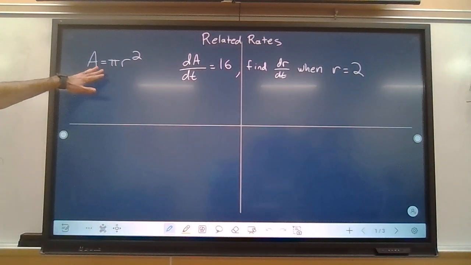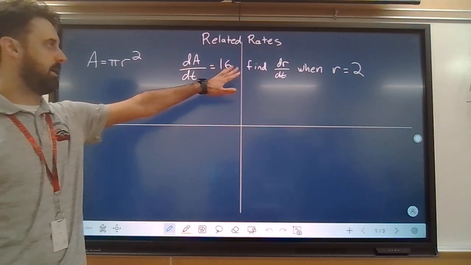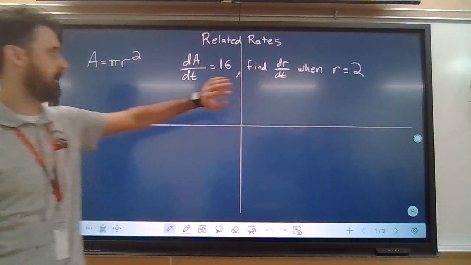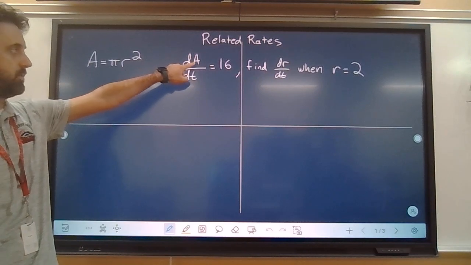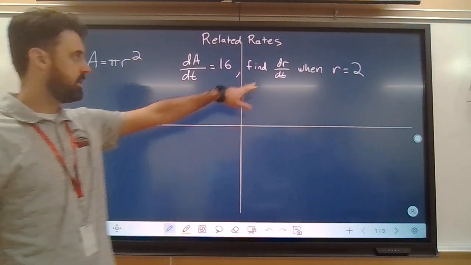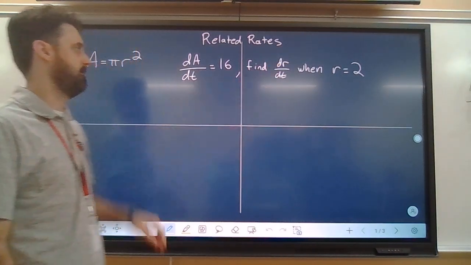We've got an area formula up here, the area of a circle, and I've given us some information about both the radius of that circle at a given time and the rate of change of the area of the circle being 16. I didn't put units on it for this one. And so we're looking for the rate of change of the radius at this given time.